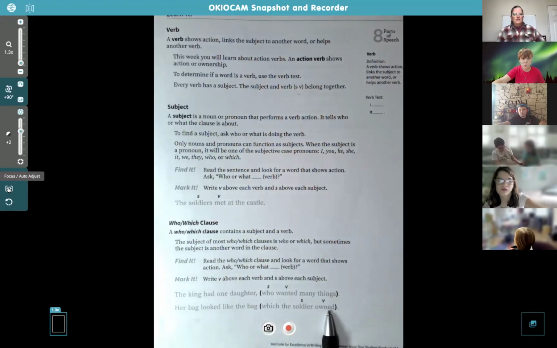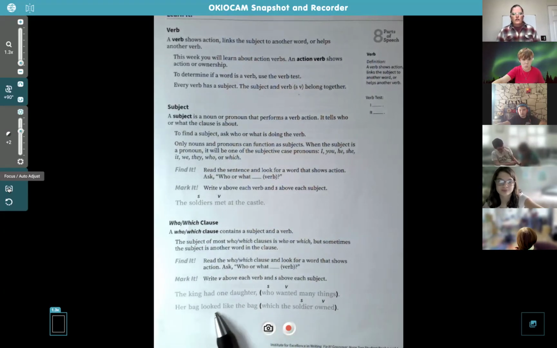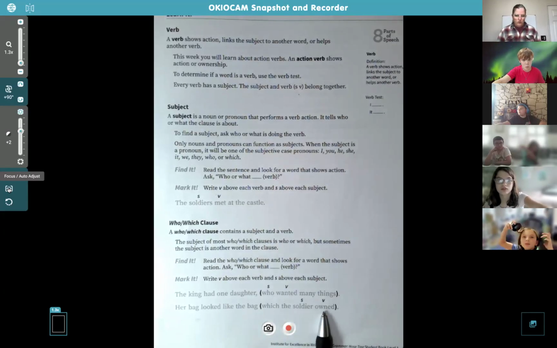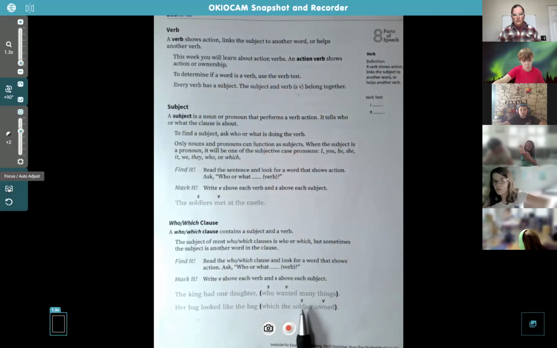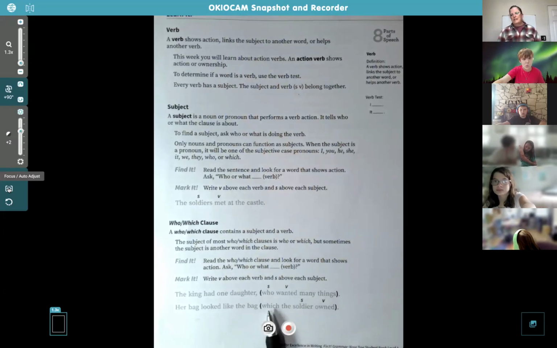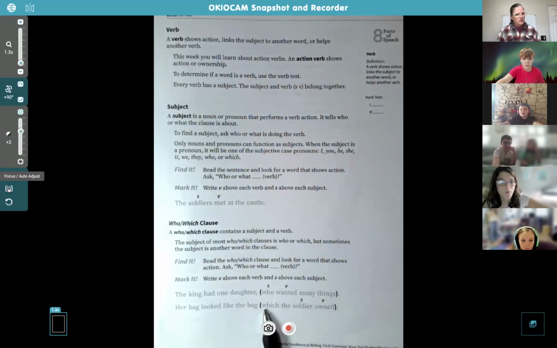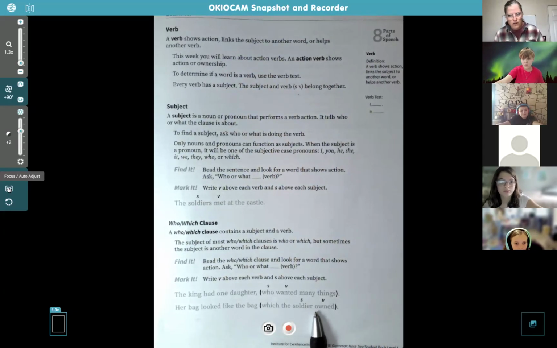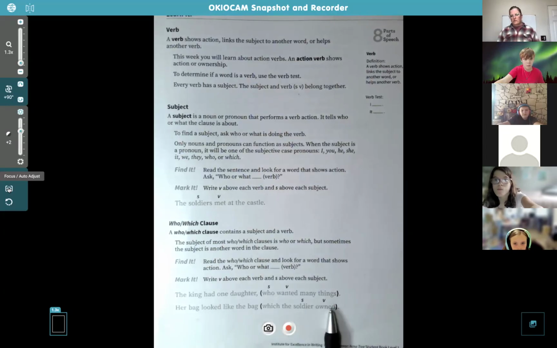And then look at the next example. Her bag looked like the bag which the soldier owned. I know the verb is owned. It has ed, so I know that's a verb. And then if I ask who owned, it's the soldier that owned it. So this time it's not the word which, it's going to be soldier. So sometimes it's who, which, and sometimes it's another word inside the clause.